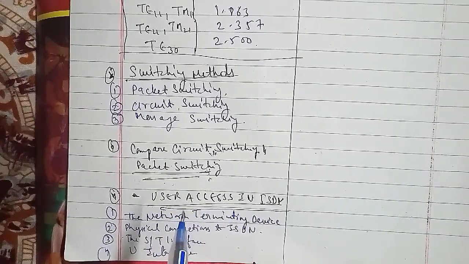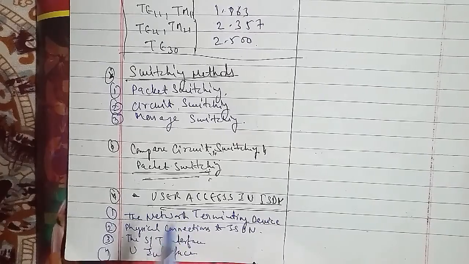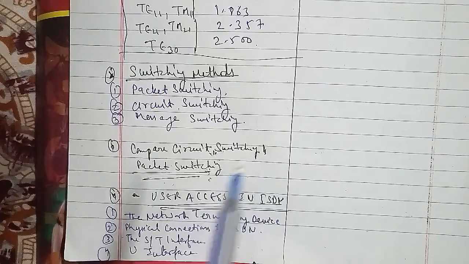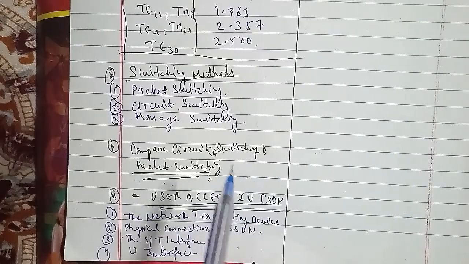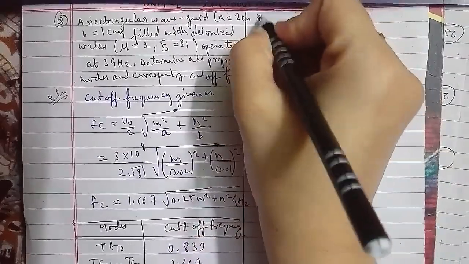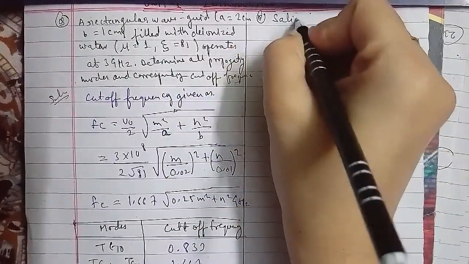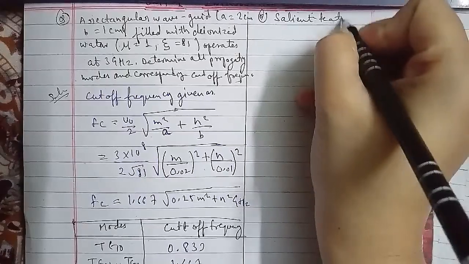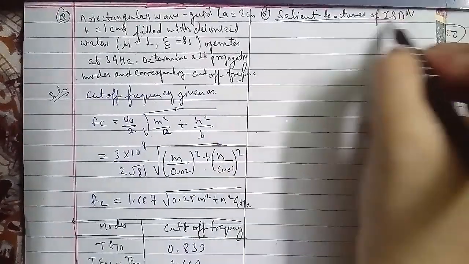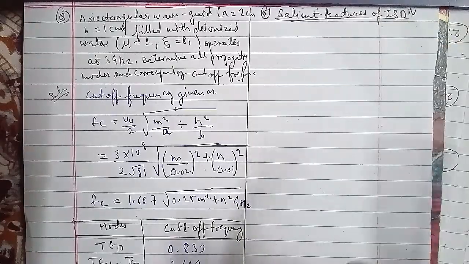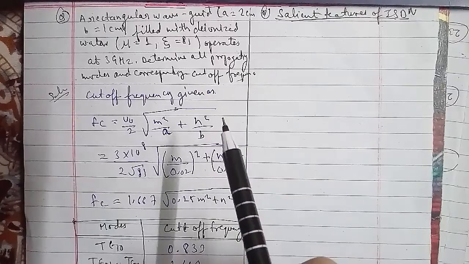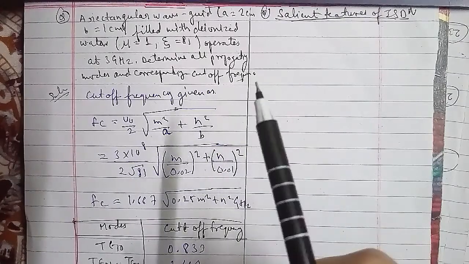In the same case, we'll talk about the salient features of ISDN, and discuss the functions of different layers in ISDN. With regard to it, we have to discuss the salient features of ISDN. There are 6 salient features, and that has been asked for 10 marks. So you have to answer along here.